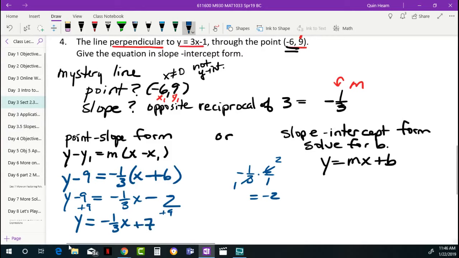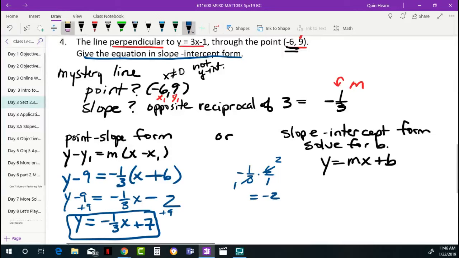At this point, we have the equation of the line, but you want to check to see what form we're asked for. It says give the equation of the line, oh good, in slope-intercept form. So that's already in slope-intercept form. We don't have to do any rearranging. Okay, so that's one way.